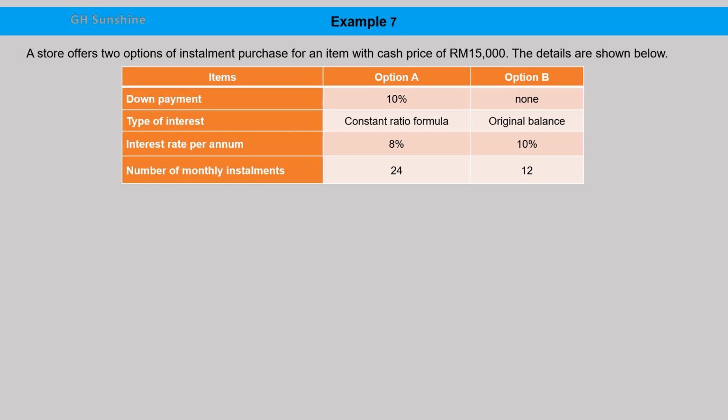A store offers two options of installment purchase for an item with cash price of RM15,000. The details are shown in the table. So here we have down payment, type of interest, which is constant ratio formula, and then original balance. Next item here is interest rates per annum and also number of monthly payment. First, look at here. Down payment. Option B, not. Means that 100% loan. So the balance will be equal to cash price.